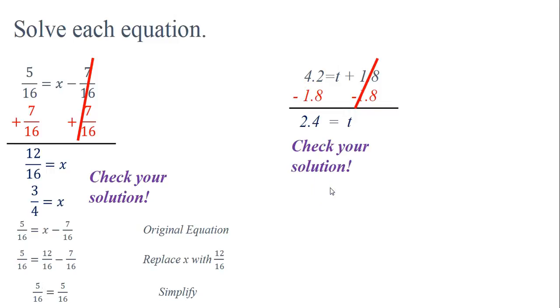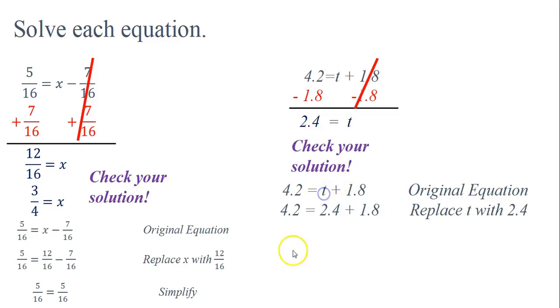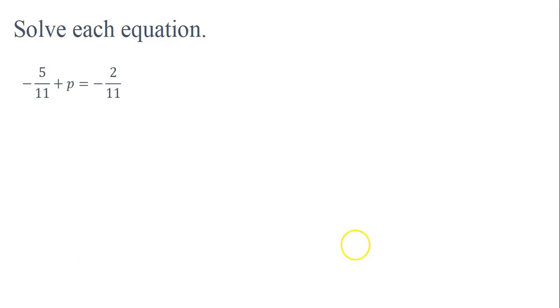And go back and check our solutions. 4.2 is equal to t plus 1.8 is our original equation. I'm going to put 2.4 in for t, and I'm going to simplify. And I get 4.2 is equal to 4.2. So it is a solution. Last one of this.